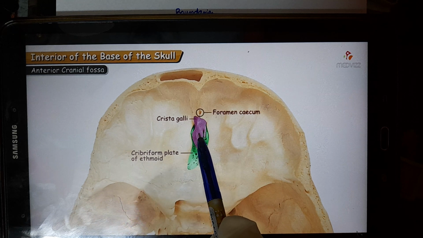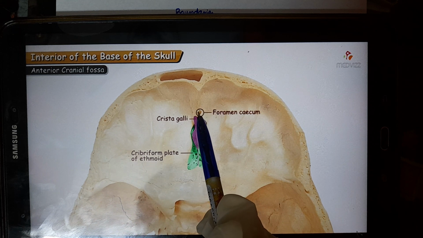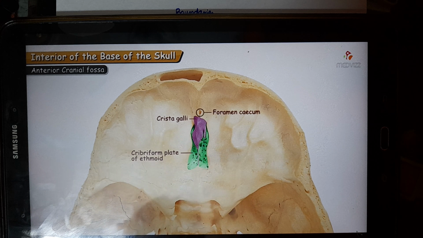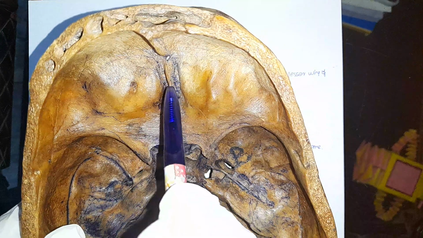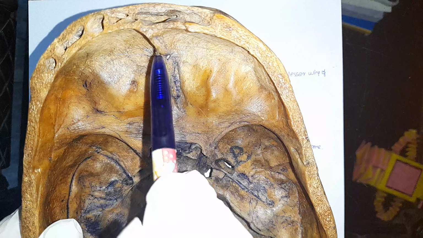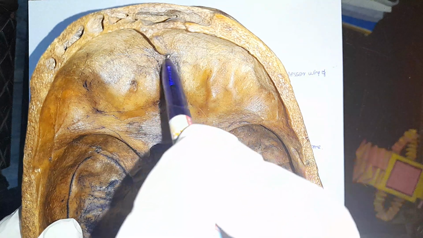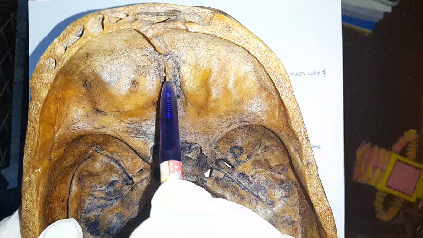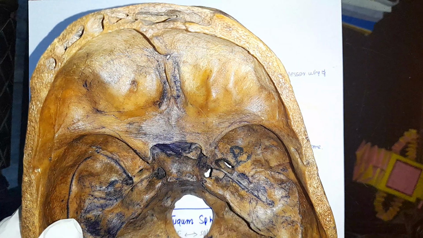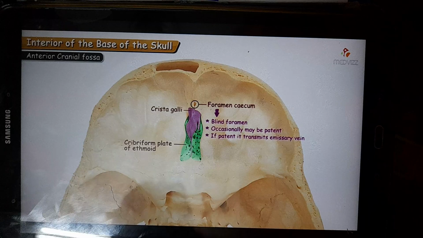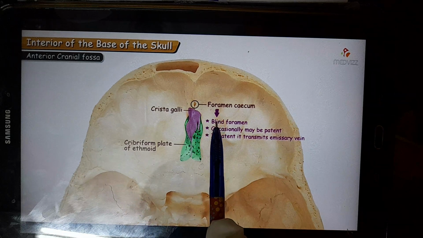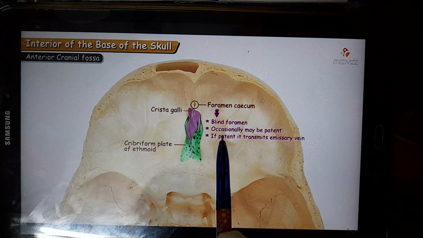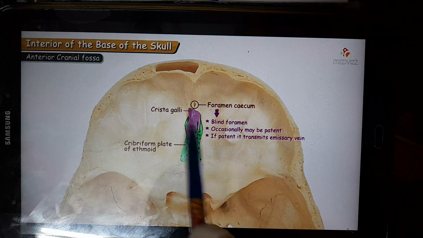Also, just anterior to the crista galli we have this region which is the foramen cecum. I will show you this slit on the skull. If you look at this region of the crista galli and the frontal crest, you can see this foramen over here. This is the foramen cecum, just anterior to the crista galli. Now they say that this foramen cecum is a blind foramen, but it is occasionally patent, and if it is patent, it has an emissary vein passing through it.